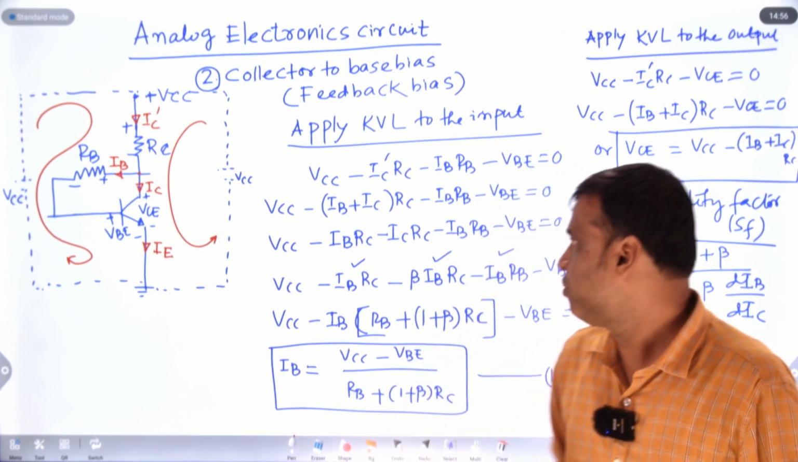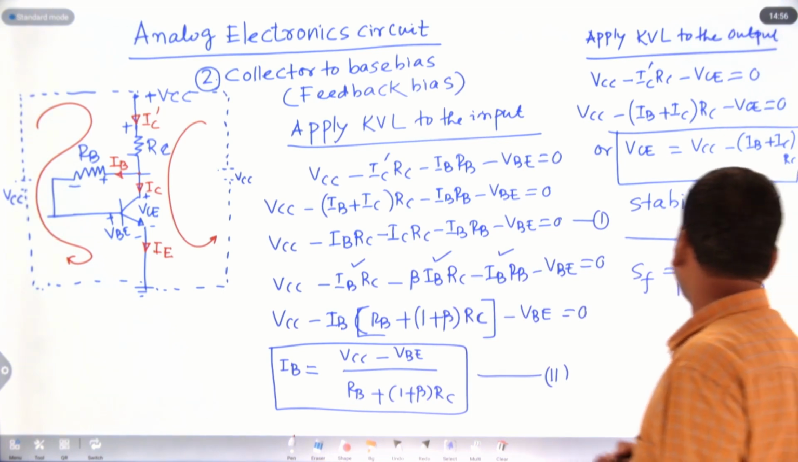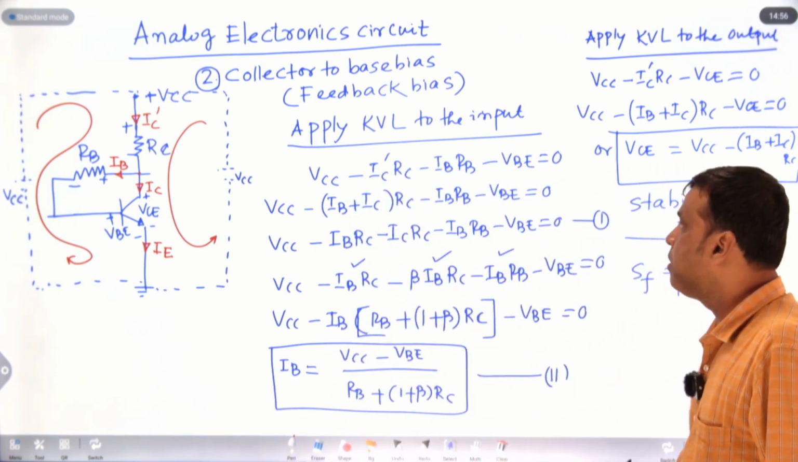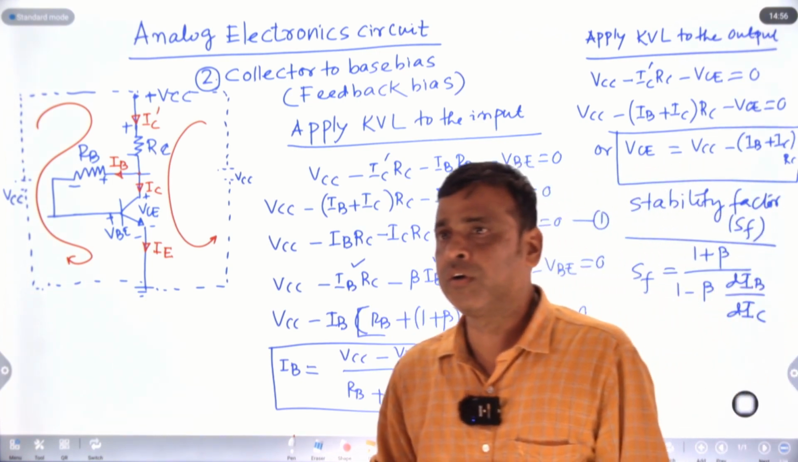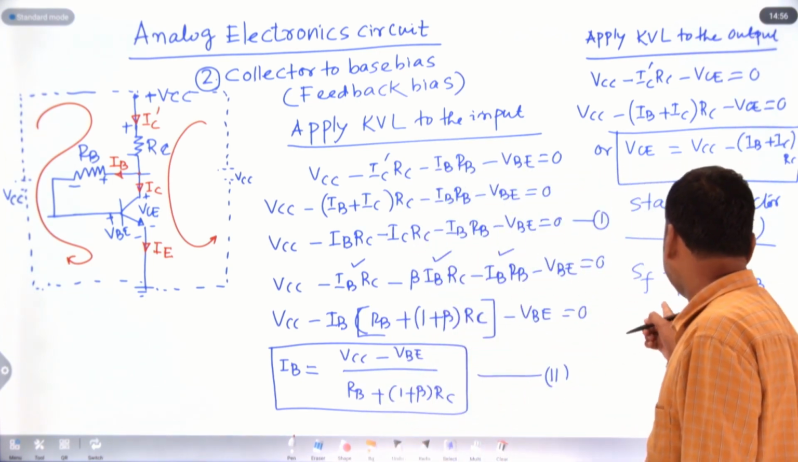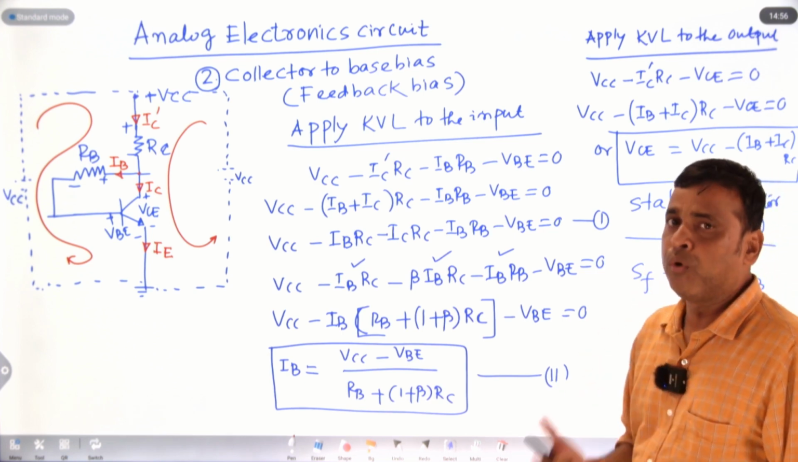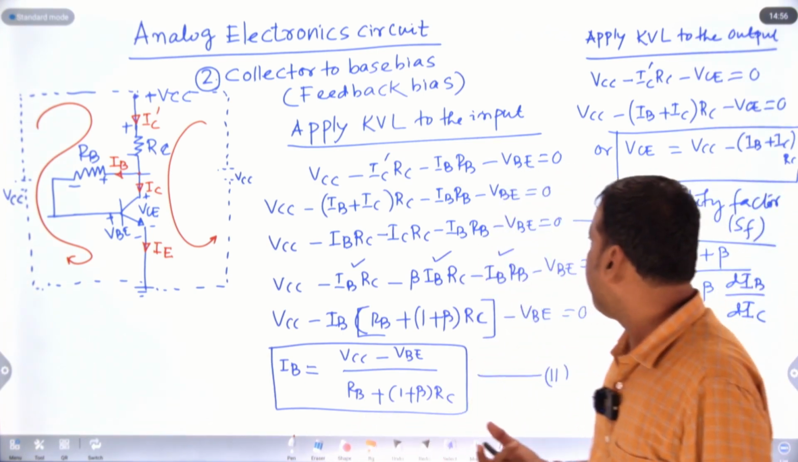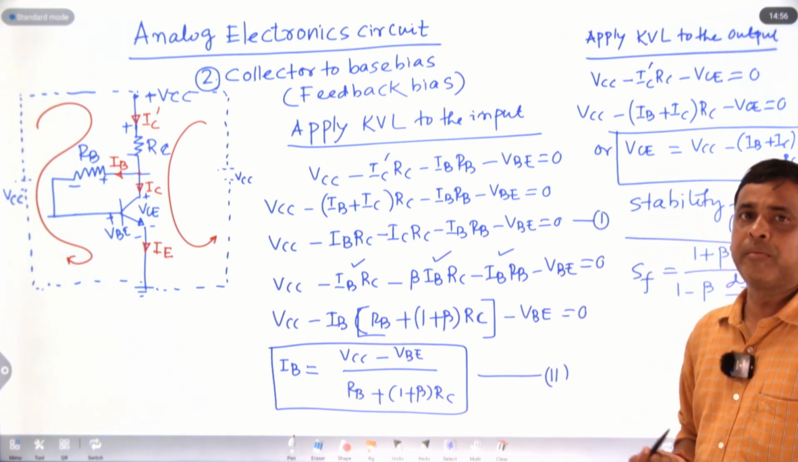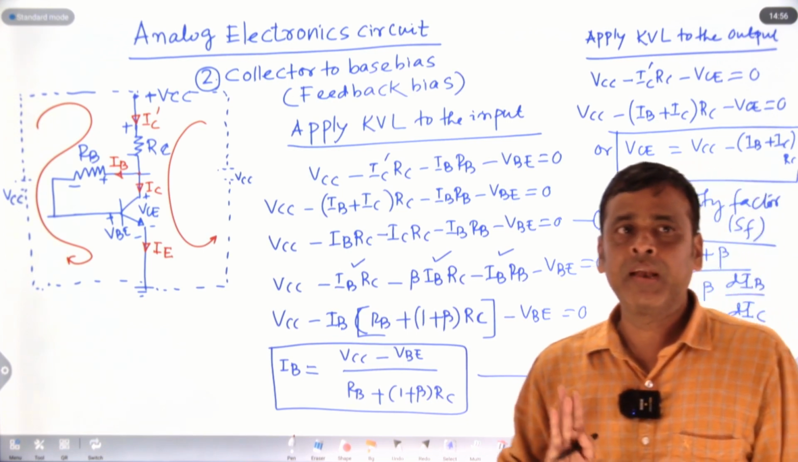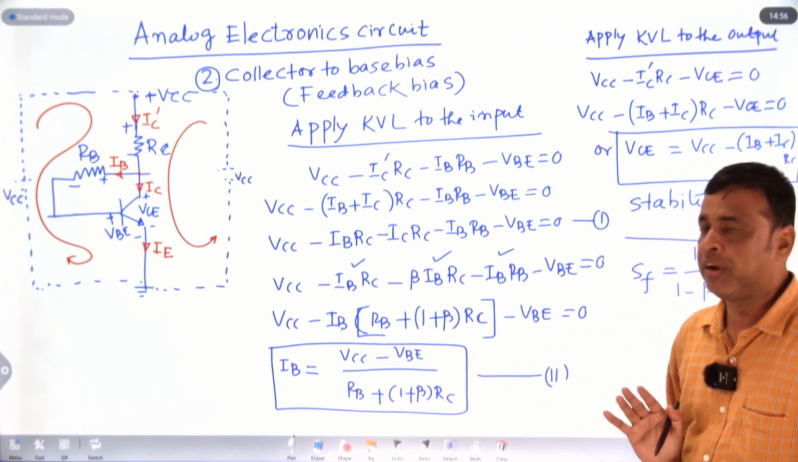So to evaluate whether this biasing is suitable for transistor biasing or not by means of the stability factor expression: if the value of the stability factor is less, the stability is more. It means the operating point is independent of the variation of the transistor parameters. There are three transistor parameters: beta, VBE and leakage current.